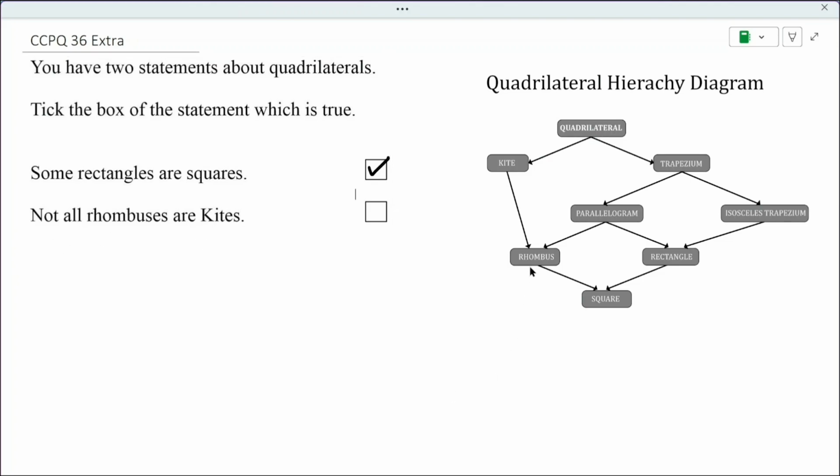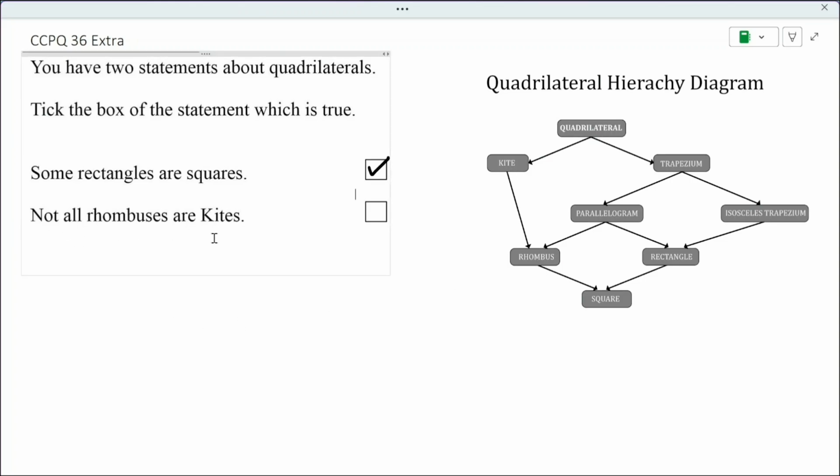Not all rhombuses are kites. Kite is parent to rhombus. So all rhombuses fall under kites. And also, they fall under parallelograms. You should note that. But we're discussing kites and rhombus in this case. So all rhombuses are kites, because kites are parents to rhombuses.